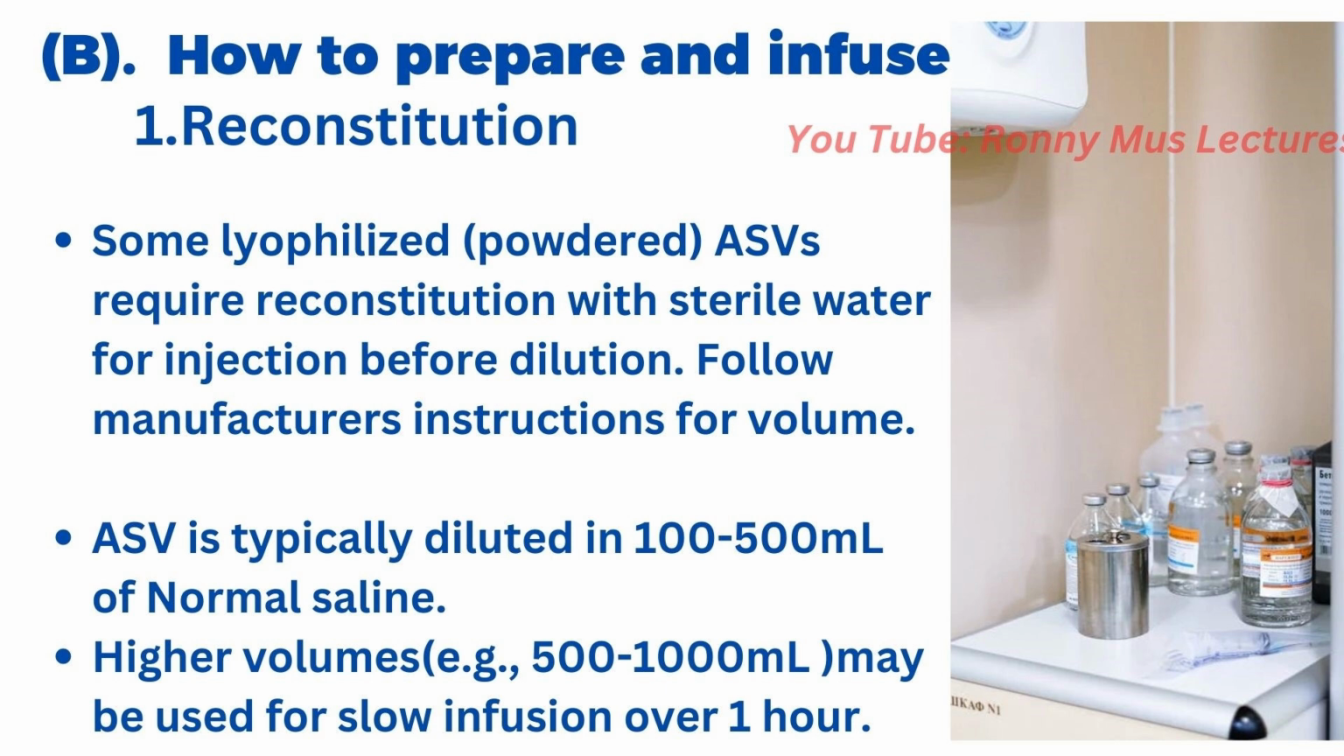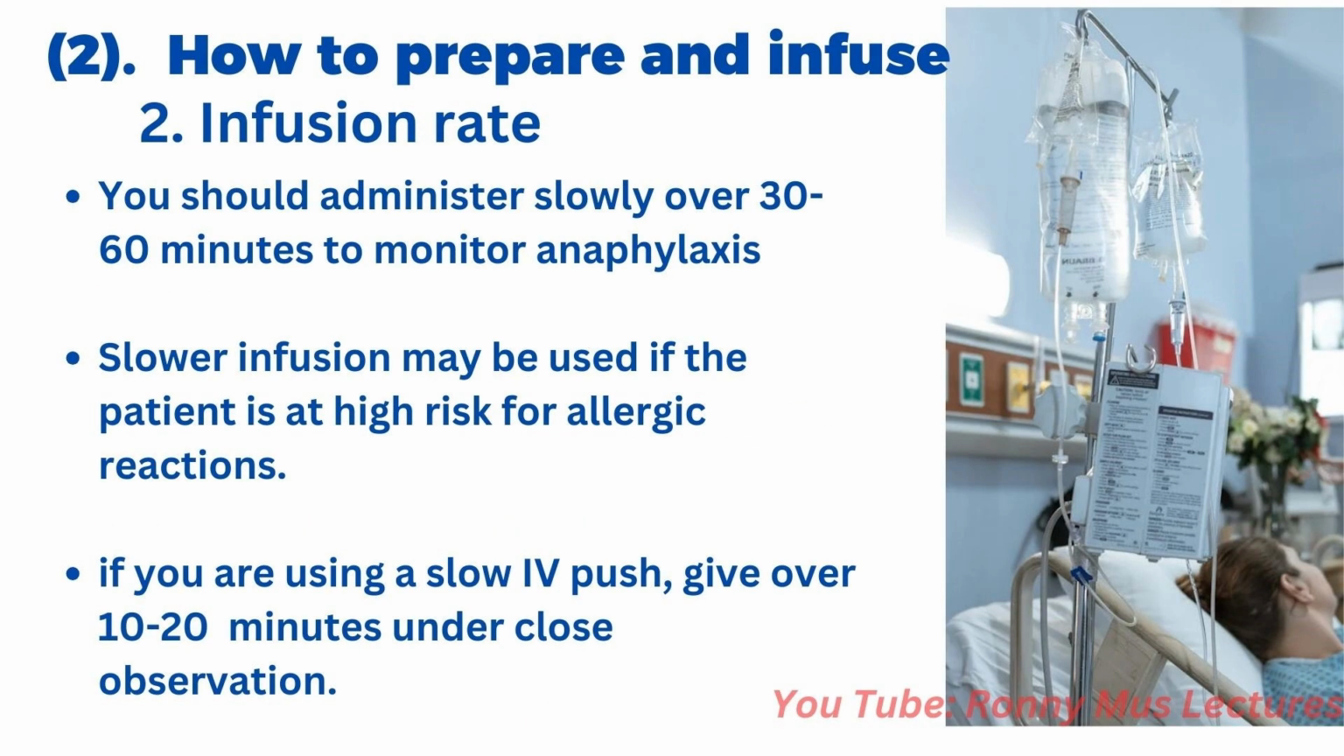So when it comes to dilution, ASV is typically diluted in 100 to 500 ml of normal saline. You can also use higher volumes, that is 500 to 1 liter, and this may be used for slow infusion over 1 hour. When it comes to infusion rates, you should administer ASV slowly over 30 to 60 minutes to monitor anaphylaxis. Slower infusion may be used if the patient is at a higher risk of getting allergic reactions.